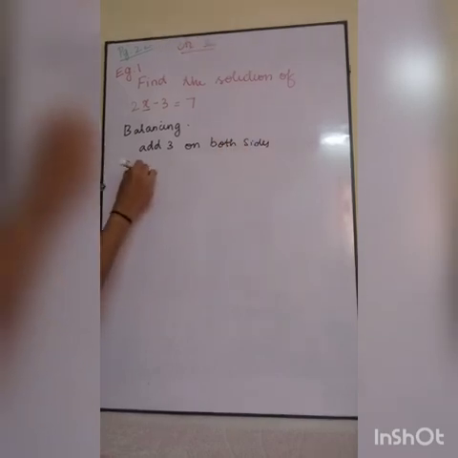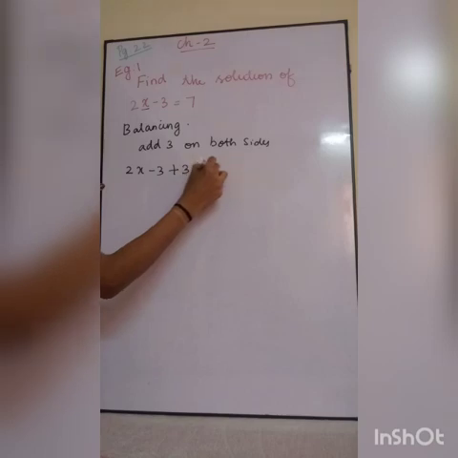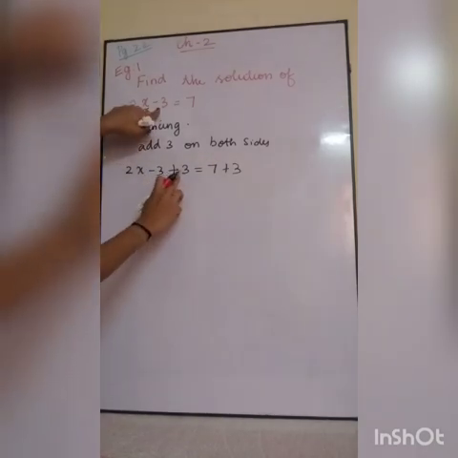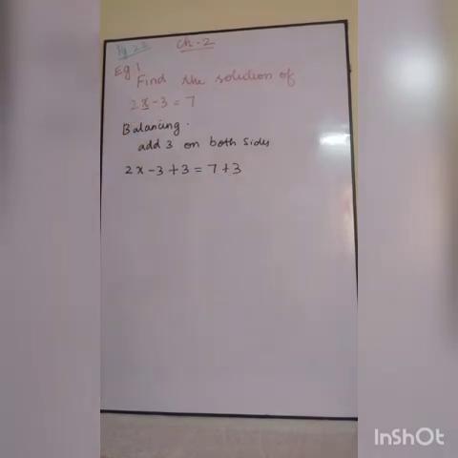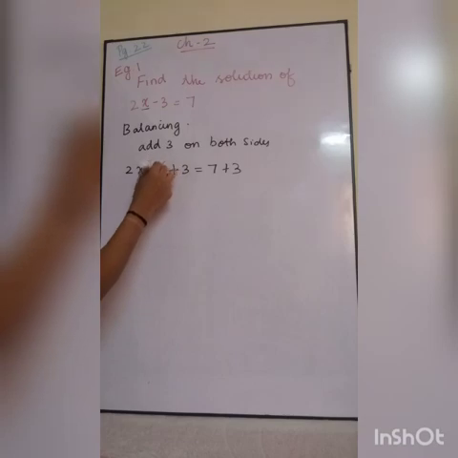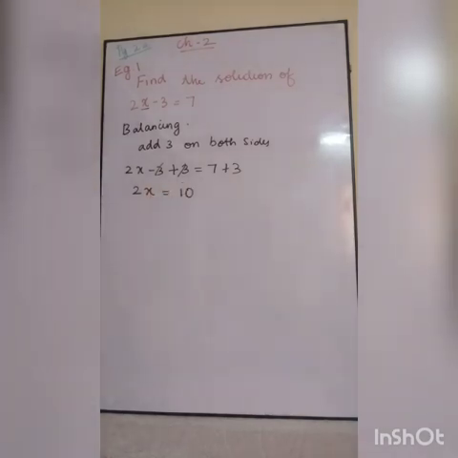So 2x minus 3, this is my equation, then plus 3 equal to 7 plus 3. In order to eliminate this minus 3, I am adding 3 on both sides. Now, minus 3 plus 3 will get cancelled. So only 2x will remain, and 7 plus 3 is 10.